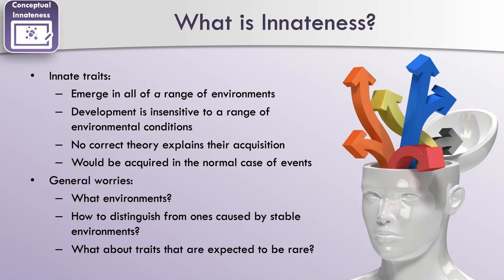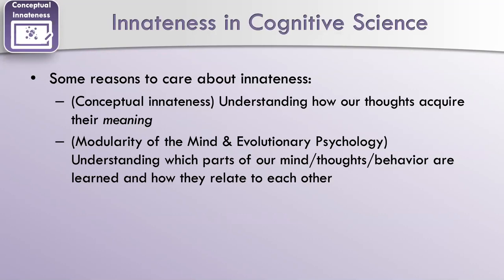But what environments matter? How do we distinguish normal from abnormal environments, stable from unstable? What about rare innate traits that don't appear all the time? So I'm foreshadowing some things that are going to come in future videos about innateness. But right now we're talking about conceptual innateness. How do our thoughts acquire their meaning? In the next couple of units, we're going to talk about modularity of the mind and evolutionary psychology, the idea being that some features of our mind might be more innate than others.